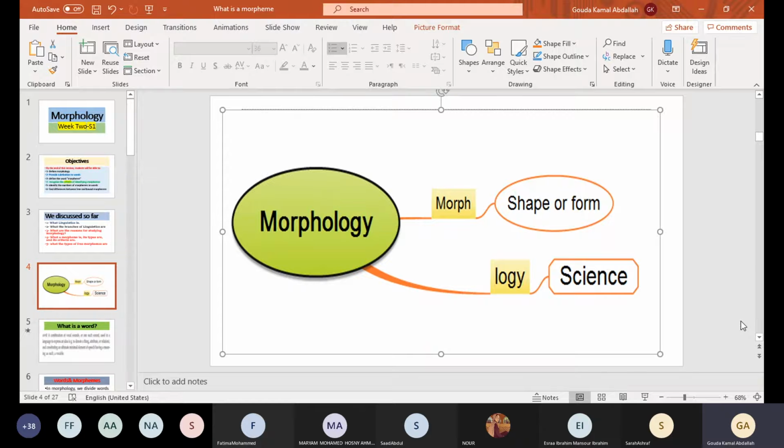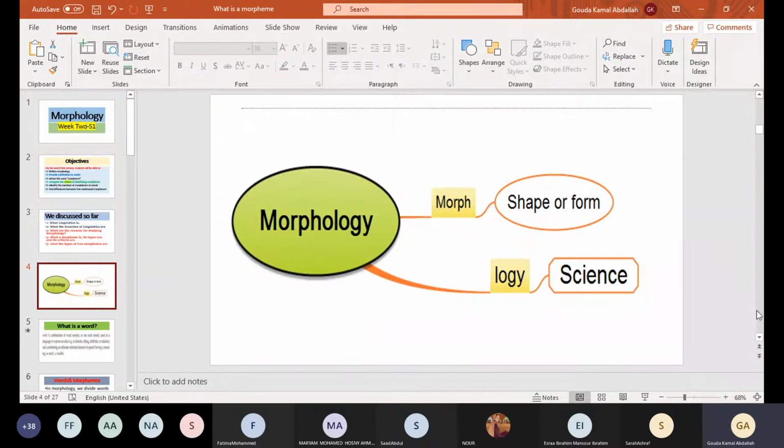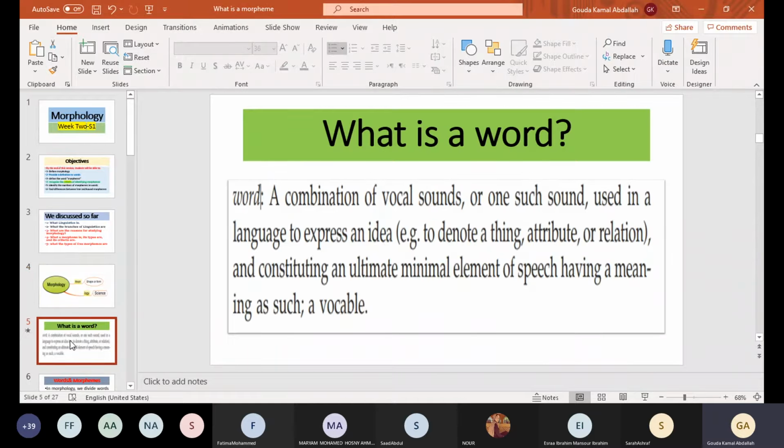So again, as I said, we have morph and ology, and it is the study of words, or the study of the internal structure of words. In fact, the main focus of morphology is the word. A very simple definition of a word is that it is a group of vocal sounds, like ka, ah, ta, or any group of sounds, or just one sound, which are used in any language to express an idea.